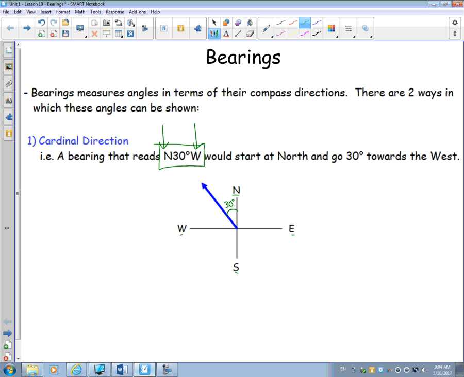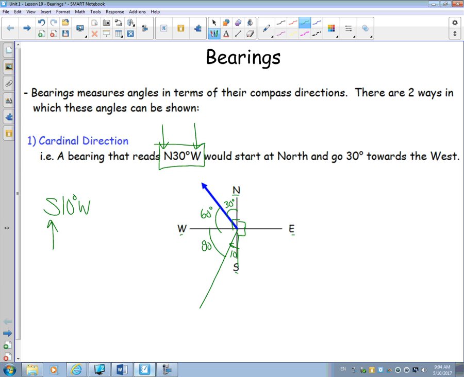Now the nice thing about cardinal directions is that they're always 90 degrees apart. So east and south would be 90, north and east would be 90, and again, this is 90. So once I know that one side is 30, I know the other side has to be 60. For another example, let's say I had S10W. That would mean I start south, which is right here, and I go 10 degrees towards the west. So I know this is 10, and the other angle would have to be 80.